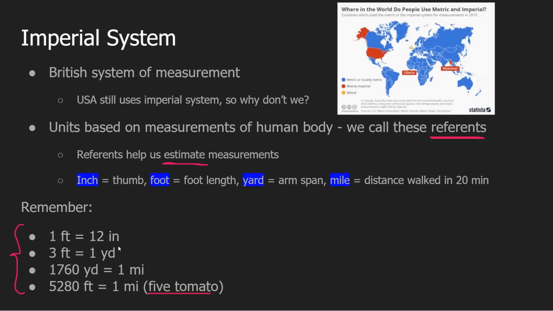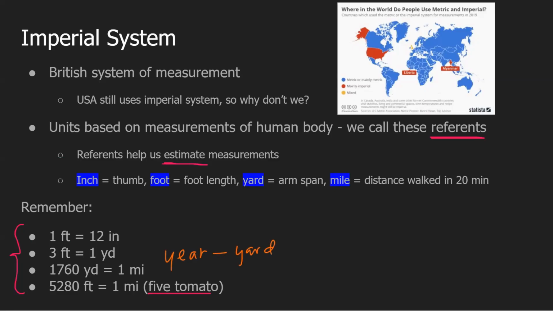1 foot is equal to 12 inches, 3 feet is equal to 1 yard, 1,760 yards is equal to 1 mile. How in the world are we supposed to memorize this number? Well, a lot of people think of 1,760 as a year. Year and yard both start with the same letter, so hopefully that will help you remember.